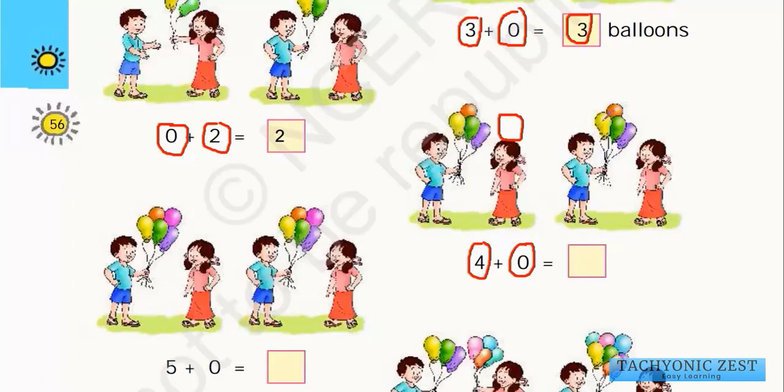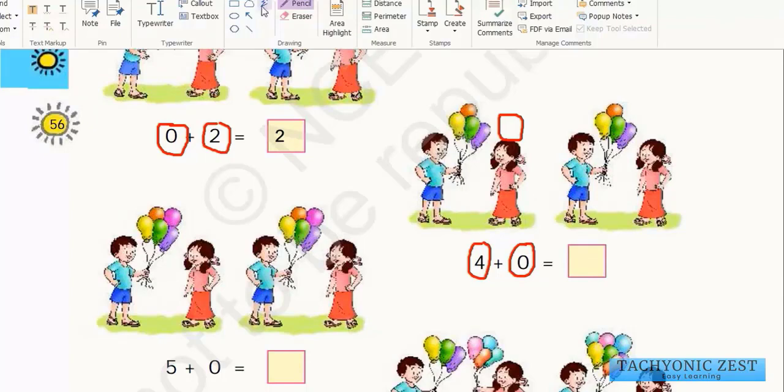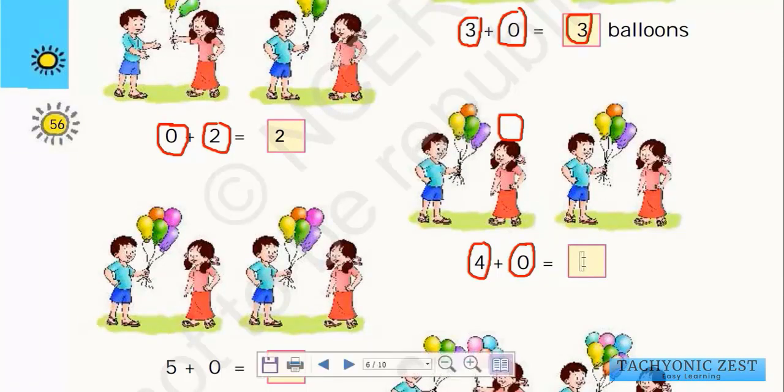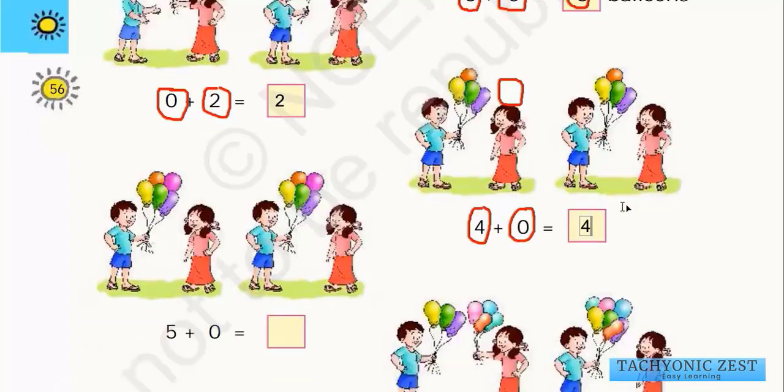If the girl gave 0 balloons, how many total number of balloons the boy has? Let us count and see. So 1, 2, 3, 4. So the boy had 4 balloons. The girl gave 0 balloons to the boy. So finally the boy has 4 balloons. Means he has the total number of balloons what he had earlier. So the girl did not give him anything. So what the boy has is total number of balloons that he had earlier.